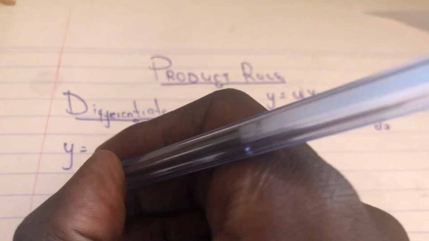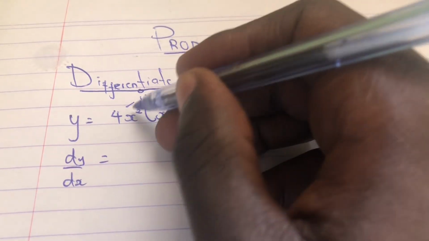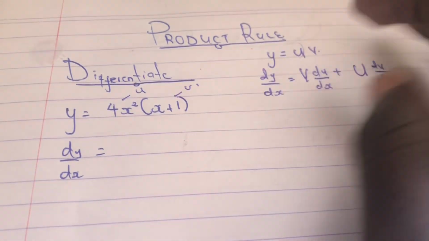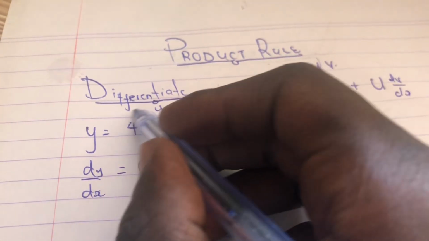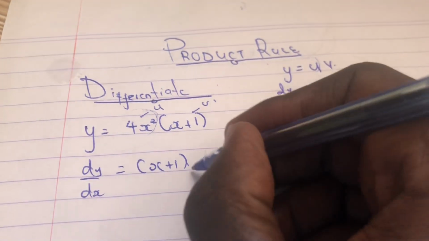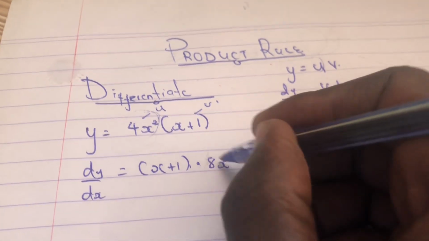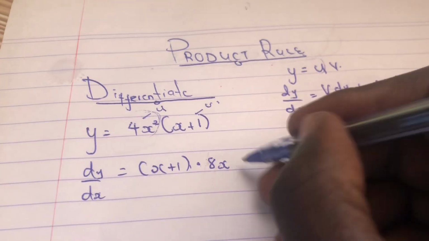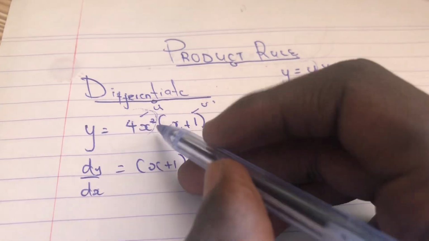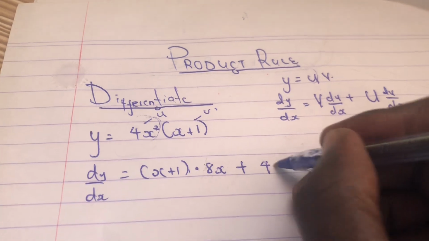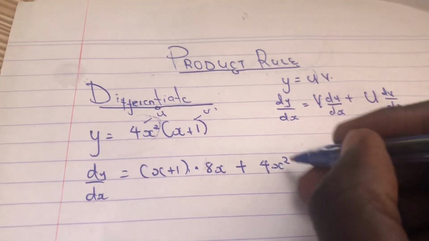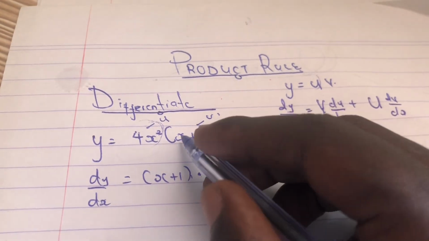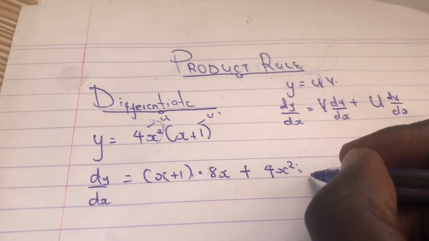Let's see this case, where we have dy/dx. This whole part will be our u, and this will be our v. So you leave v constant, that is x plus 1, and differentiate this. If you differentiate this, drop the power, it becomes times 8x, subtract 1 from the power, plus now you leave u constant, which is 4x squared, and differentiate this. When you differentiate x plus 1, you get 1, because the constant is 0 and x gives 1, times 1.